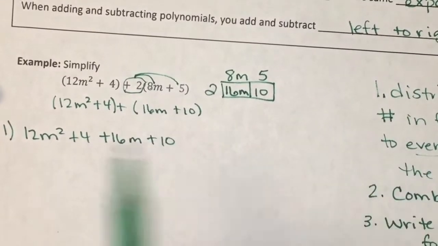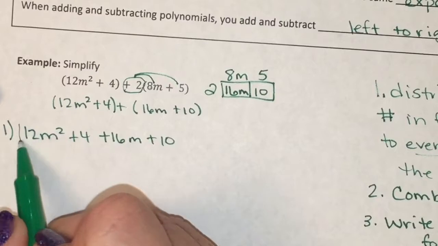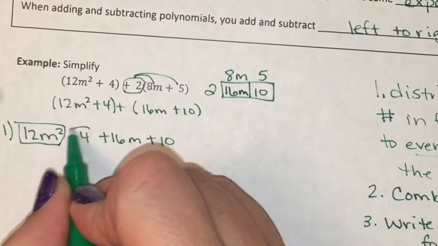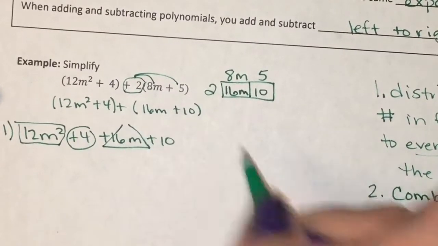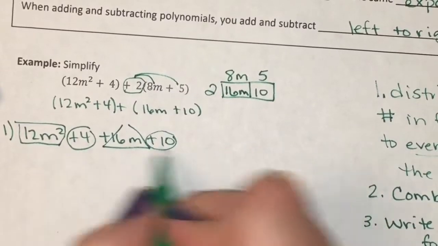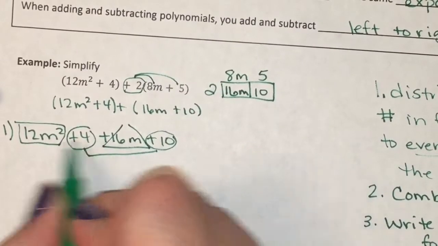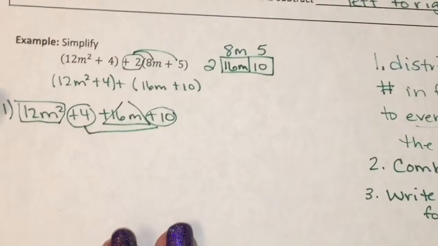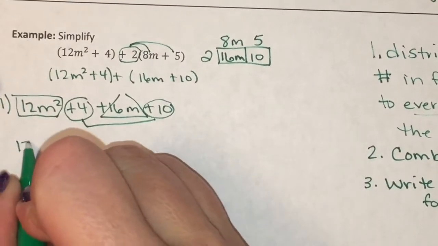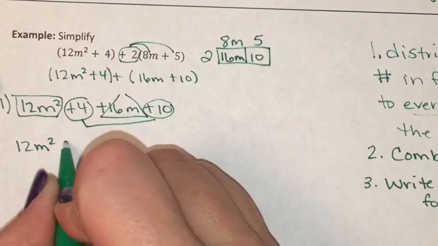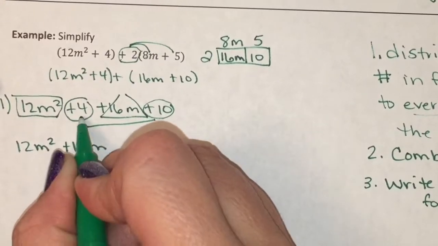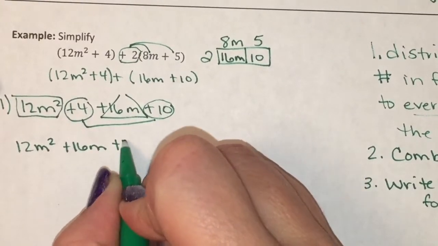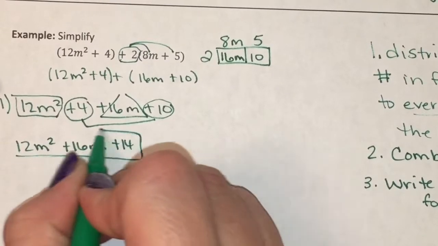So just like we did with the circles and the squares, here's an m squared, a number, a regular m, and a number. So we're just going to combine these two. These get whatever, so there's nothing to combine them with. So we're just going to rewrite them as they are. So we're going to say 12m squared plus 16m, and then 4 plus 10 will be 14. And then this would be your polynomial.